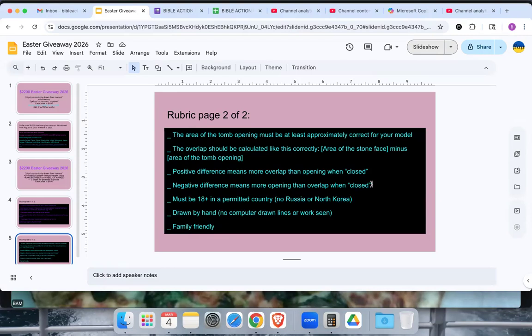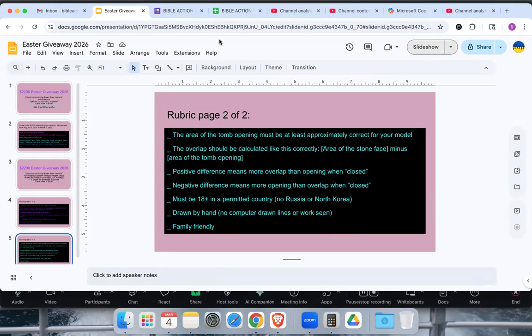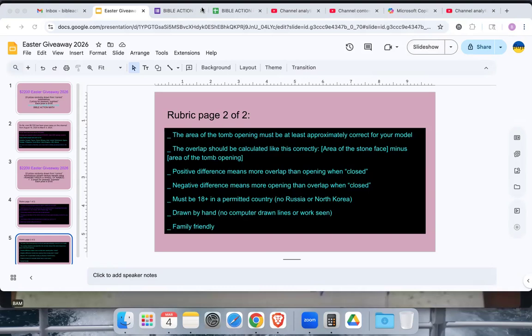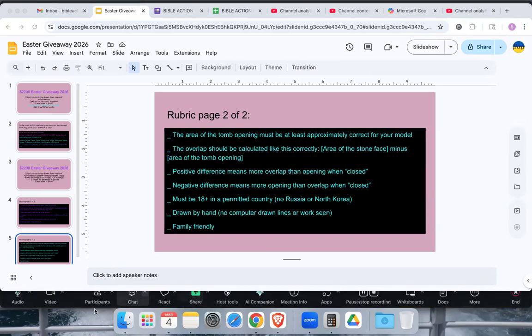So that pretty much explains everything. And when you're done, remember to scan your answer and upload it. Now I'm going to stick around a little bit longer for people who still need more help.